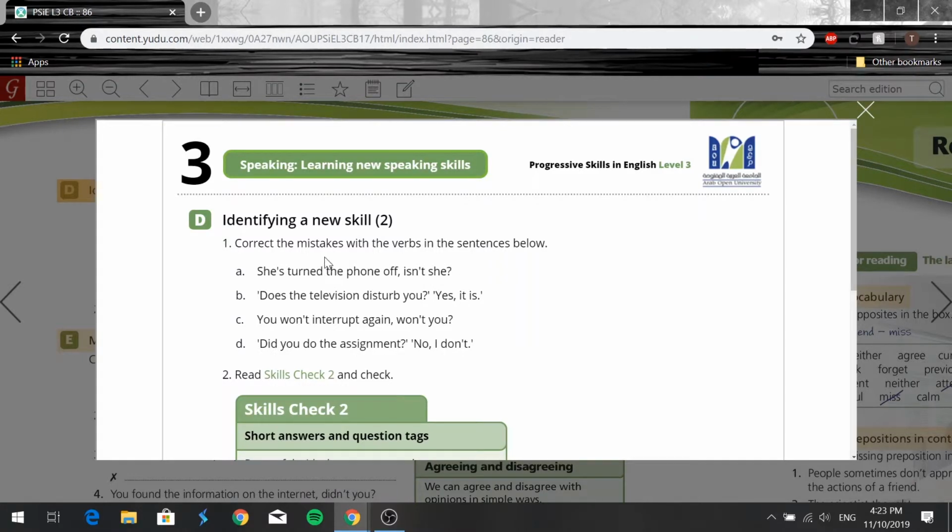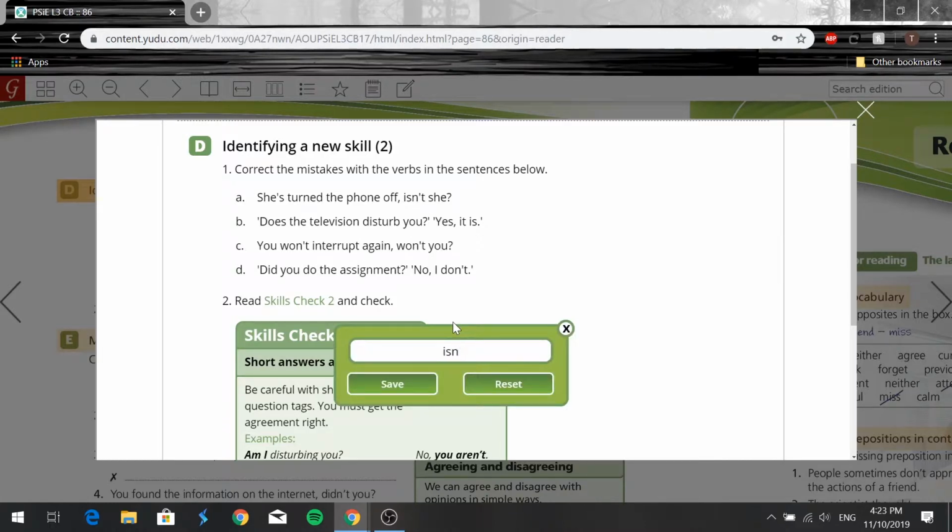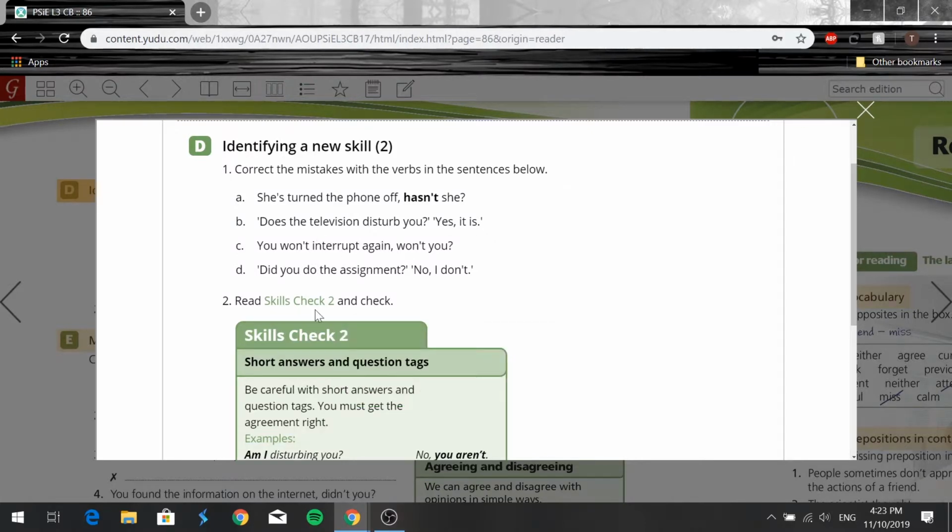Now let's go to exercise D here. Here we have correct the mistakes with the verbs in the sentences below. So here we have A, she's turned the phone off, isn't she? Okay, so here we're not going to say isn't, we're going to have to say hasn't. What I suggest you guys do in this exercise is actually write down all these different question tags, so you don't forget them, and know when to use them exactly, okay? So she's turned the phone off, hasn't she?